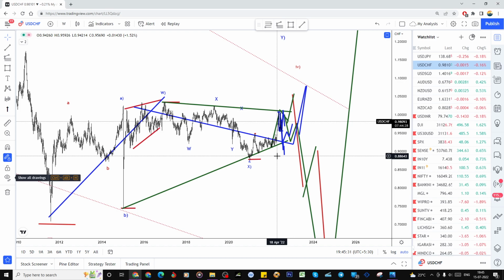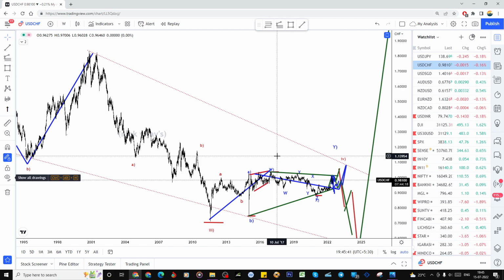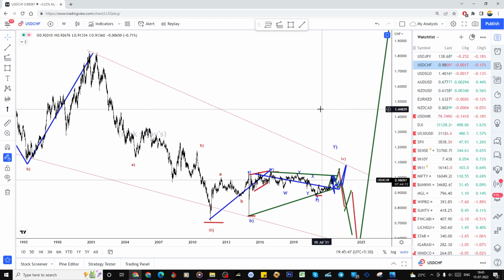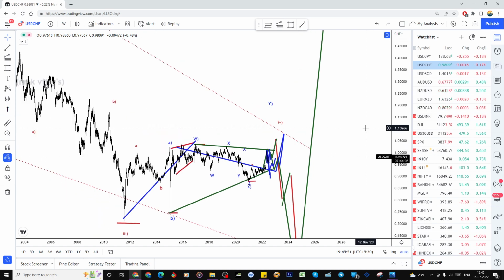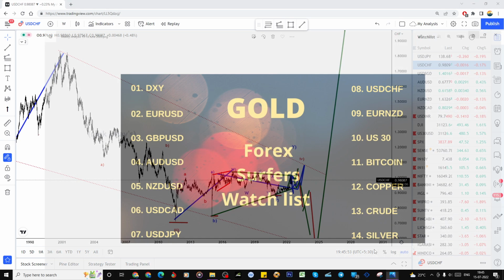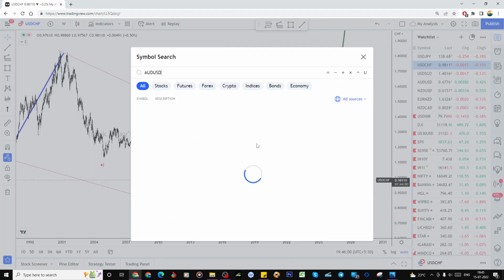I'm deeply concentrated on USD CHF as well as USD CAD. I'm looking for both of them, and I'm looking for that, because USD CHF has more downside. So let's move on to the next, what else? Once again we will look at that watch list. So USD CAD, yeah, we need to go for AUD USD.